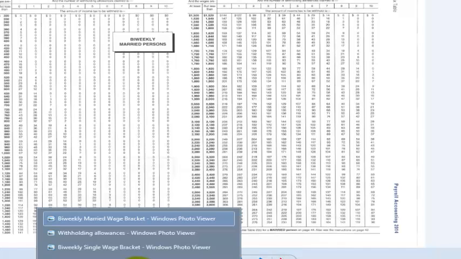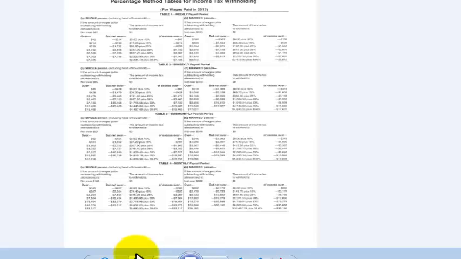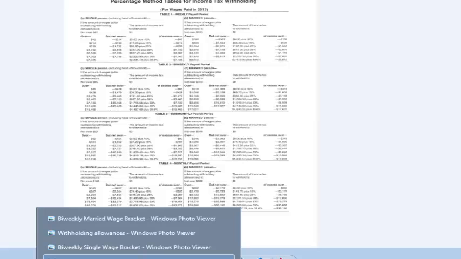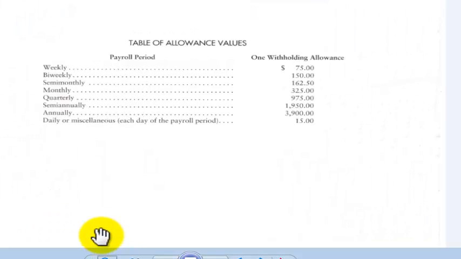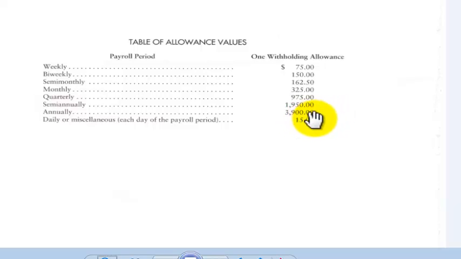Okay. So the first thing we're going to do under the percentage method, this is the table for the percentage method, is actually deduct a withholding allowance. This is something you do not have to do under the wage bracket method. Under the wage bracket method, the withholding allowances have already been taken out for you. Under the percentage method, though, you do need to take these out. Okay, so basically, the amount of a withholding allowance in 2013 was $3,900 for a year for each withholding allowance that you have.